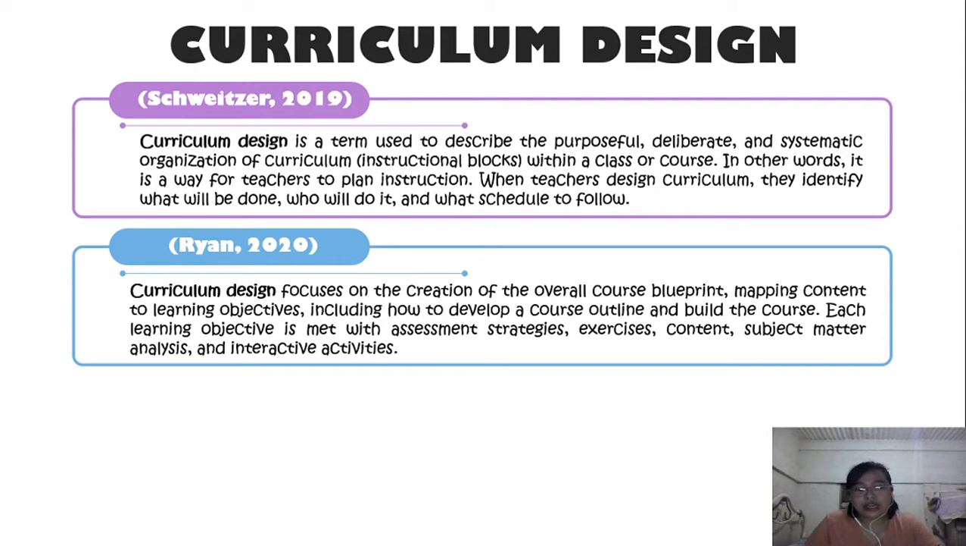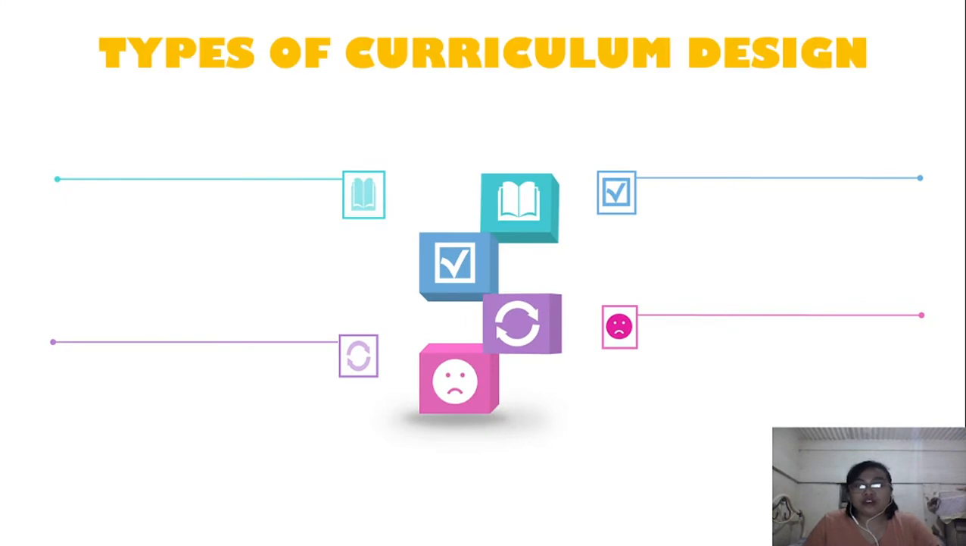So similarly, according to Ryan, curriculum design is concerned with the overall course blueprint that involves decision making regarding its content and target learning objectives. So each objective can be met through the use of assessment strategies, exercises, content, subject matter analysis, and interactive activities that will be done in the process of curriculum designing. So upon knowing the definition of curriculum design, let us now move on to the types of curriculum design.